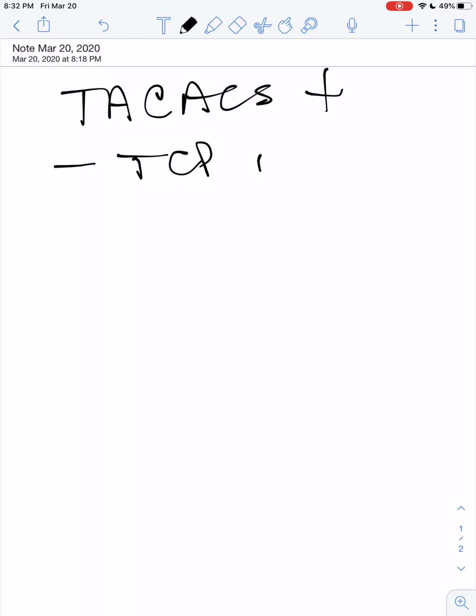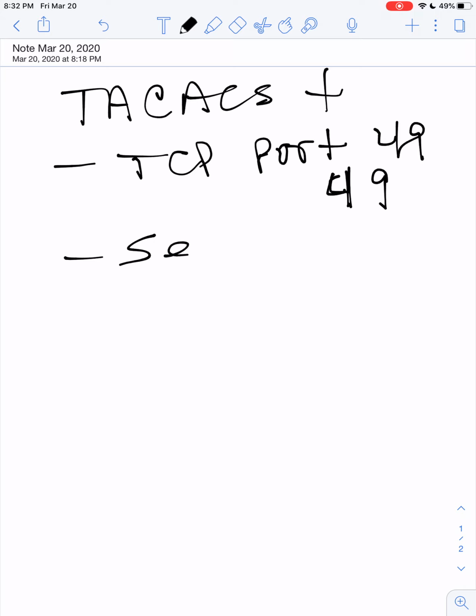So again, we're still on TACACS Plus. This does use TCP port 49. And it does separate authentication, authorization, and accounting into different processes.